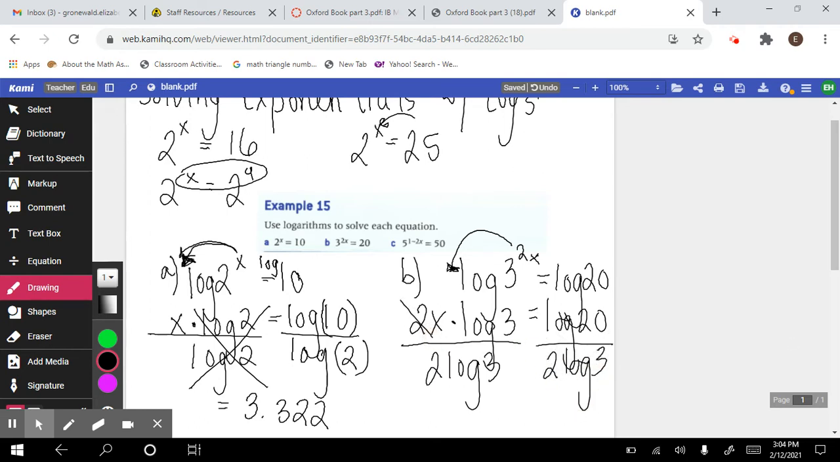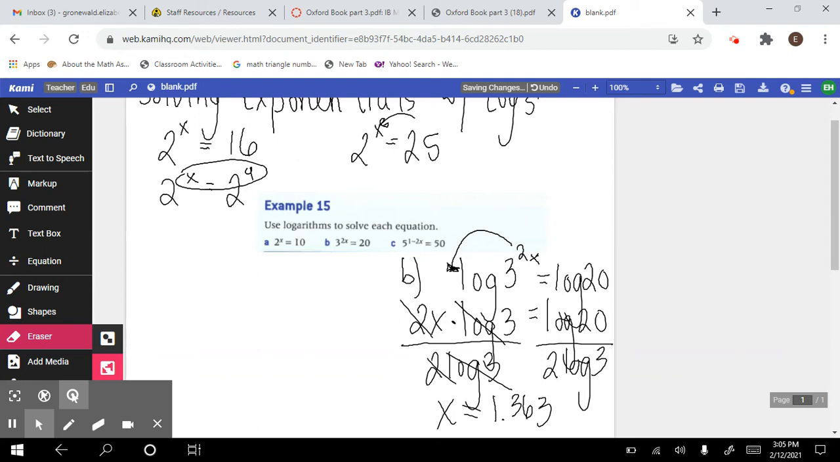So now the 2 is gone, the log 3 is gone, I'm left with just x, and let's go ahead and plug that one in. So log 20 divided by 2 log 3, 1.363.